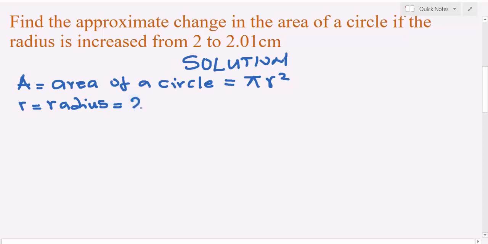And this is 2. But the change in R is from 2 to 2.01 centimeter. That is 2.01 minus 2. This will give us 0.01 centimeter.